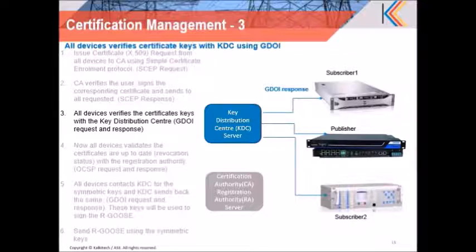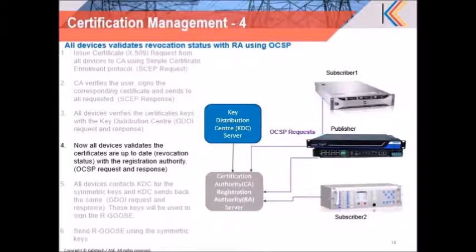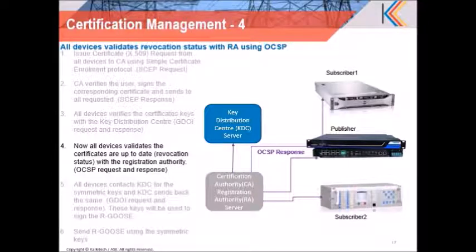Now the certificate is issued from the key distribution center to the devices. Keys are issued from the key distribution center to all the devices using a GDOI response. Now all the devices can validate the certificate, whether the date of registration and everything is right with the registration authority, and normally the certification and registration authority will be in a single server. So OCSP, that is the Online Certificate Status Protocol, is used to validate whether the certificate is up to date, and other scenarios get validated.